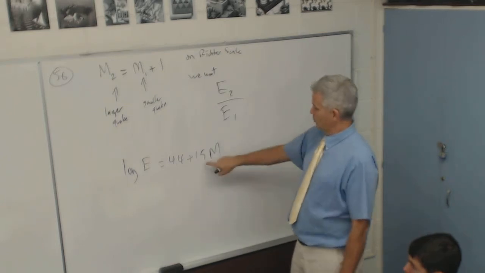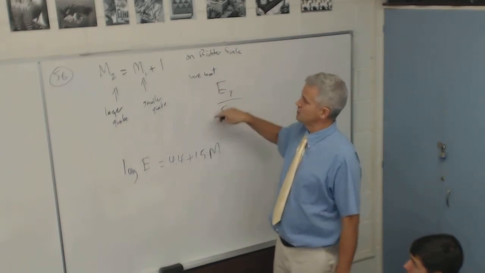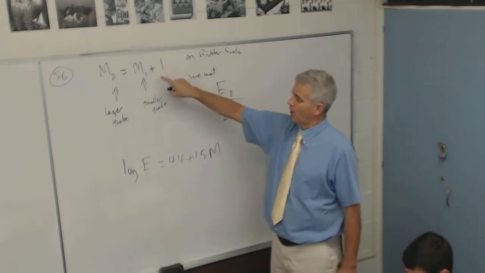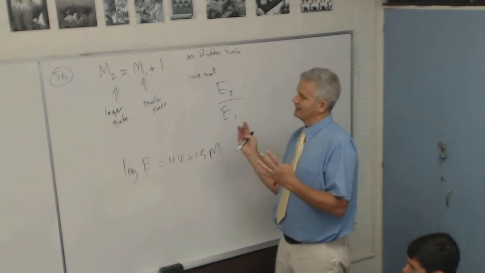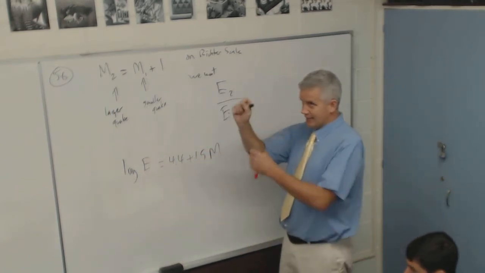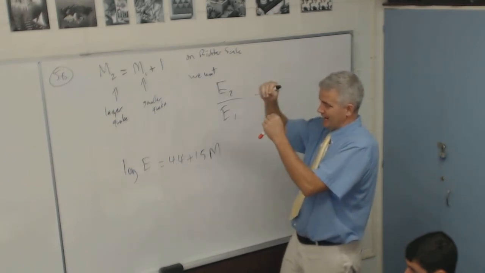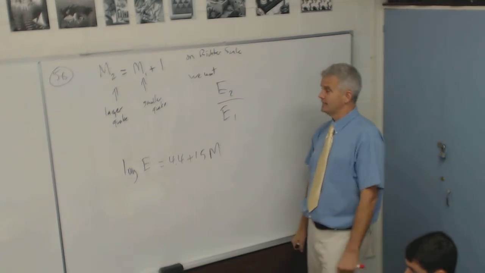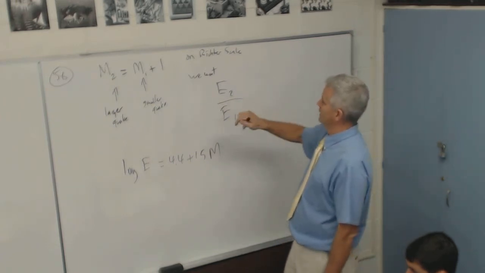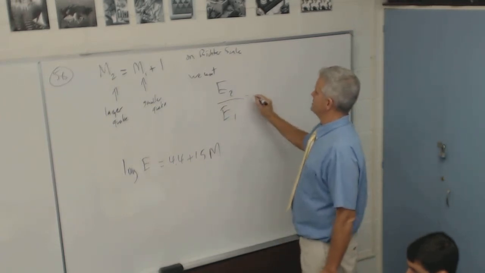Okay? So we're going to see what the ratio of the energies is when we're 1 apart. Because it's some kind of logarithmic scale, when you go from 7 to 8, it doesn't become 8/7 of the power. It doesn't even become 10 times the power. We're going to see what it is right here. And we do it this way.